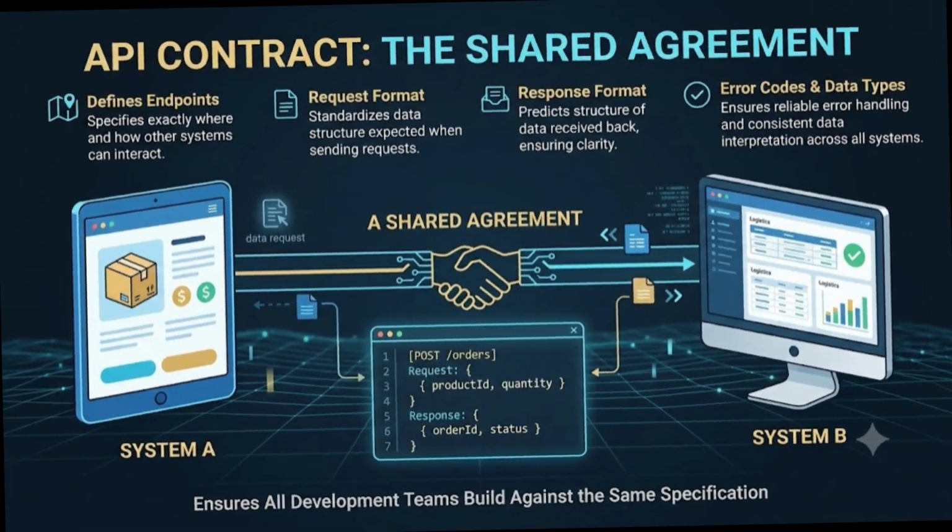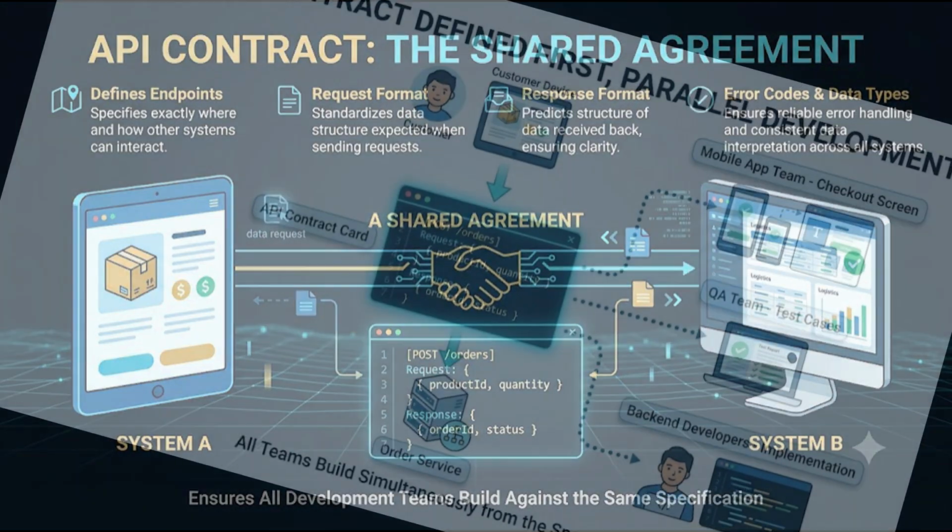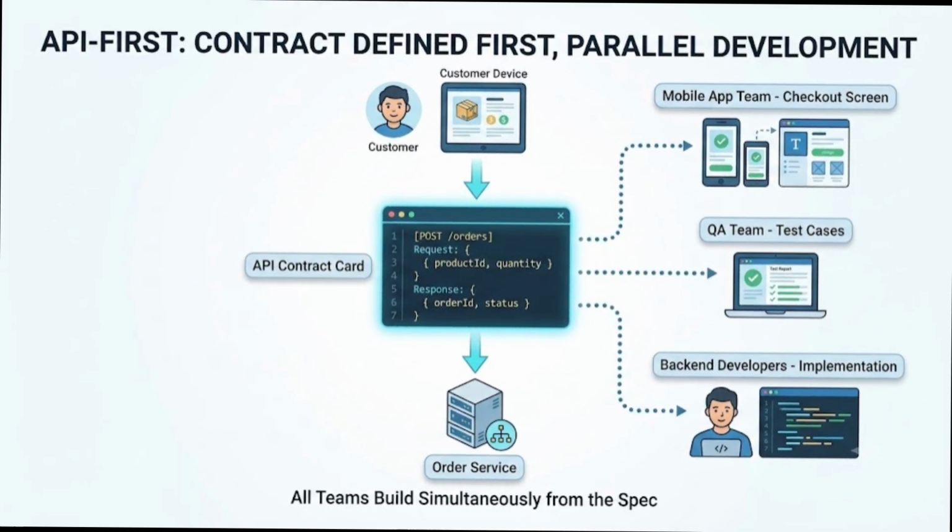An API contract is simply an agreement between systems. It defines the endpoint, request format, response format, error codes, and data types. Just like a legal contract sets expectations between two parties, an API contract ensures every development team builds against the same specification. Let's use our shopping app.